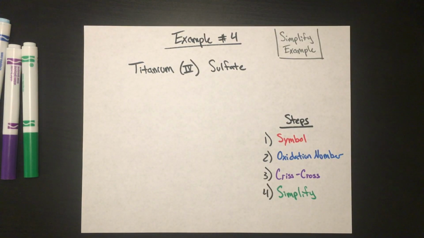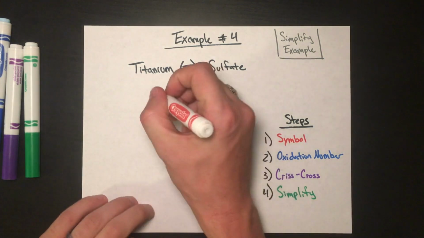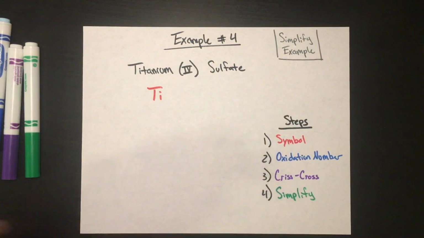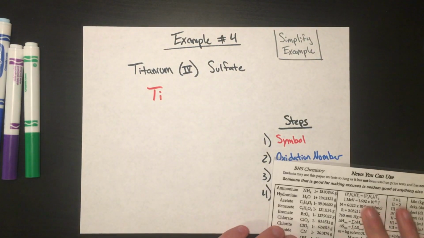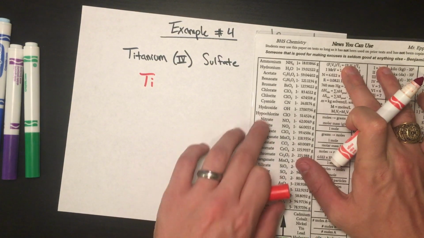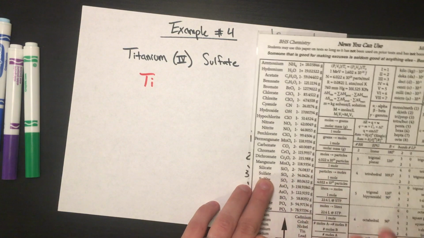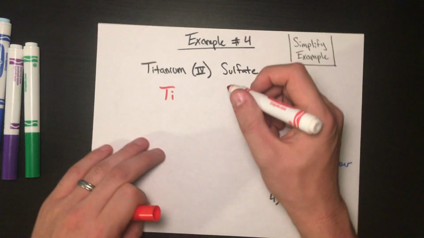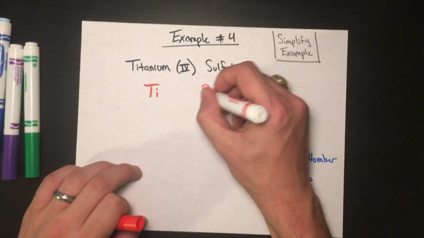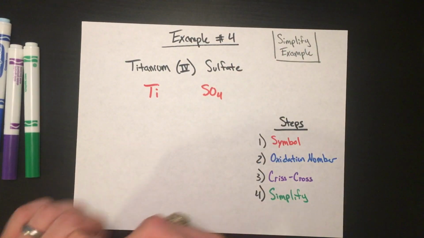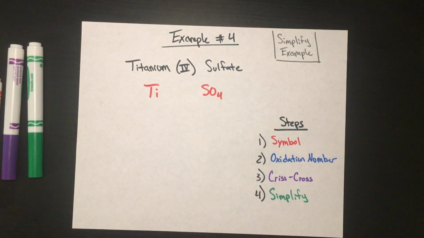For our last example, let's look at something that we have to simplify. So for this example, we have a transition metal, titanium, and a polyatomic ion, sulfate. So for titanium, we know what the symbol is. It's Ti. And then for sulfate, we'll look through our News You Can Use and see that sulfate is SO4 and it has a -2 charge. So then we write our symbols, Ti and SO4, and then our next step is to write our oxidation numbers.